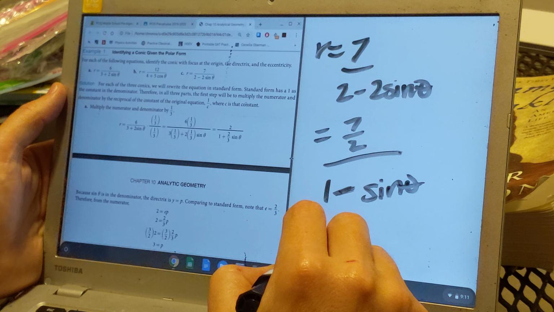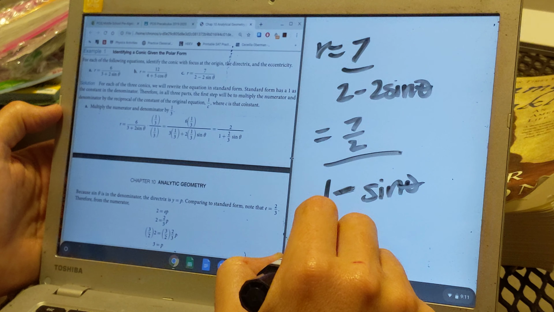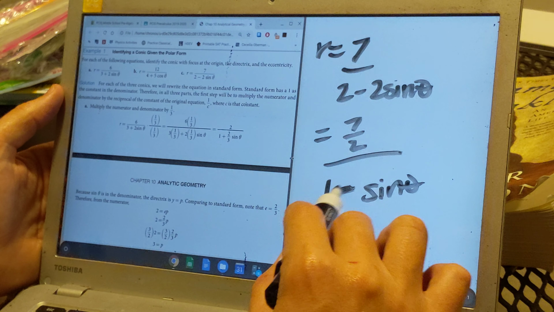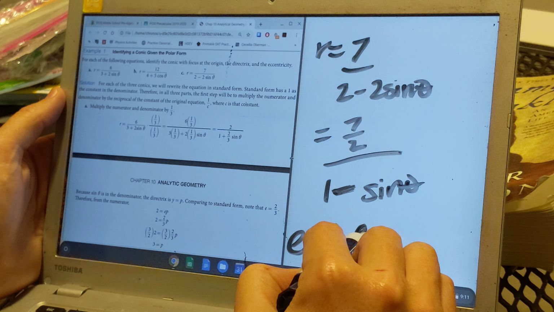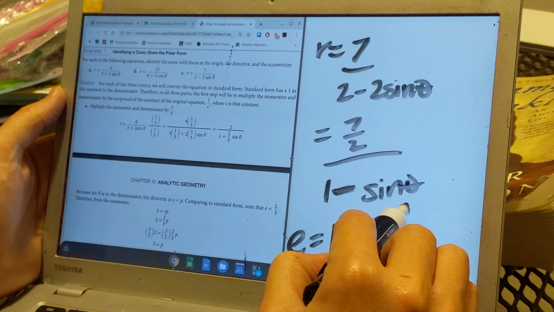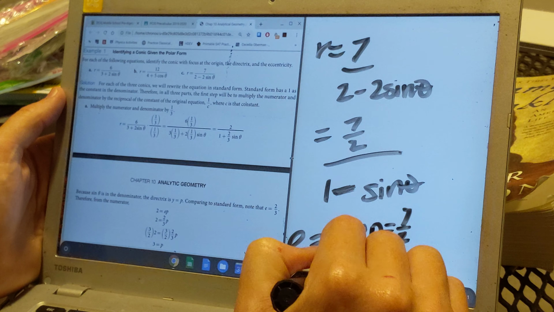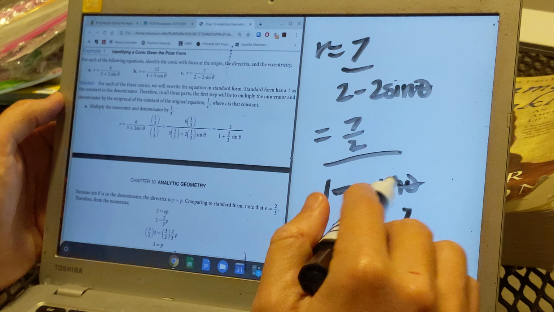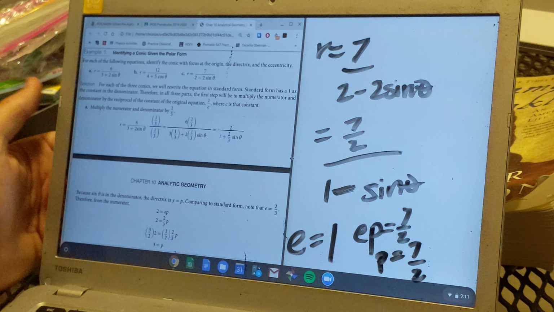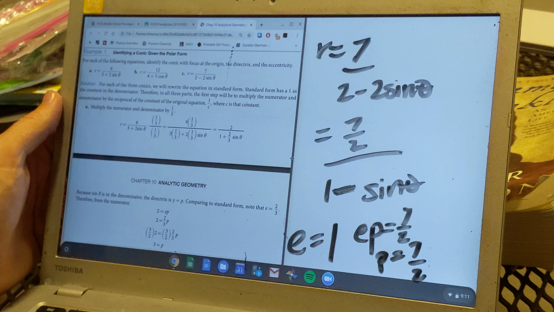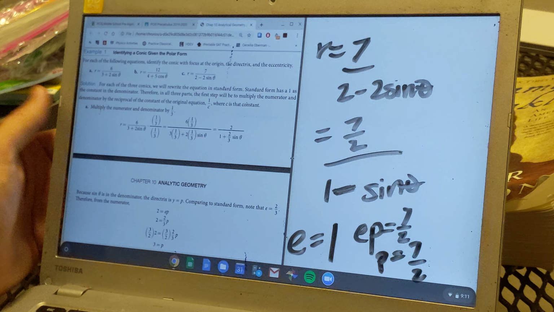right? And now, what else can we say about this? We can also say ep equals 7/2. Cool, we know that e is 1, so p has to be 7/2. That's that.